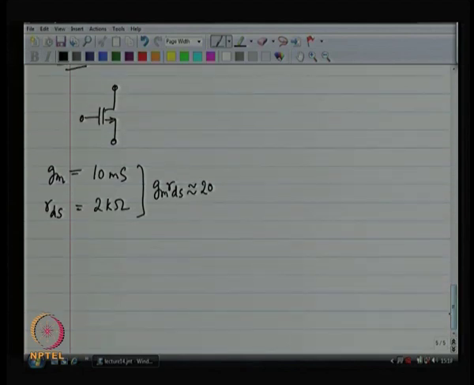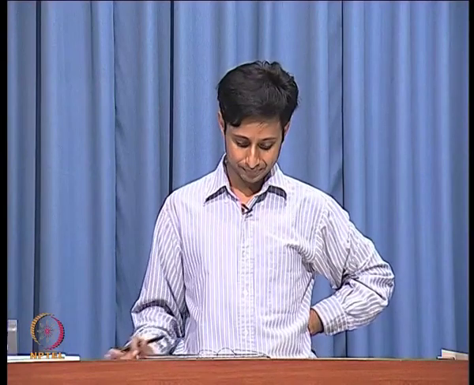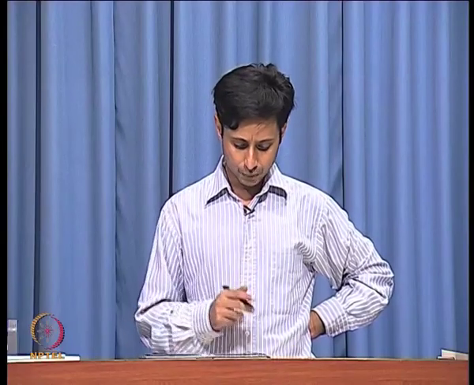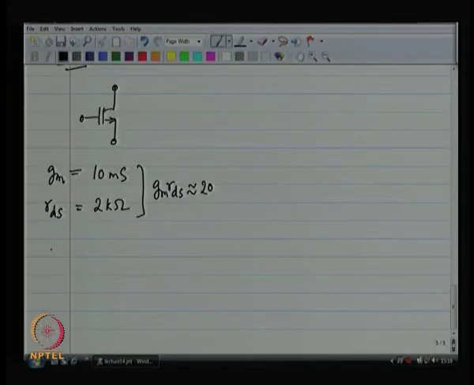So, at modern technology nodes, 90 nanometers, 45 nanometers, this number GM times RDS is actually much less than 20. You might get something like 10, 8, something like that. That is probably as high as you can get it. A little bit older, you will actually get 20. Okay. So, GM and RDS, I am giving you these two. GMB, let us say it is 1 millisiemens. All right, these are my DC parameters.